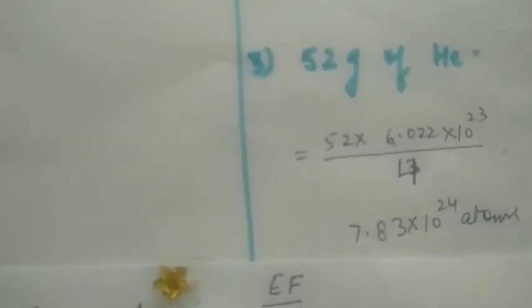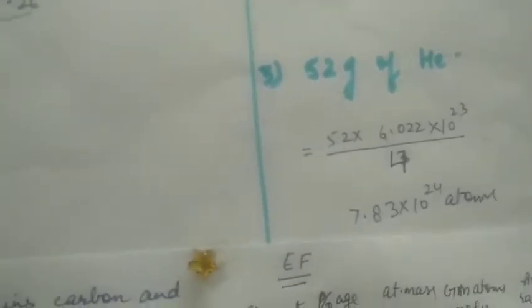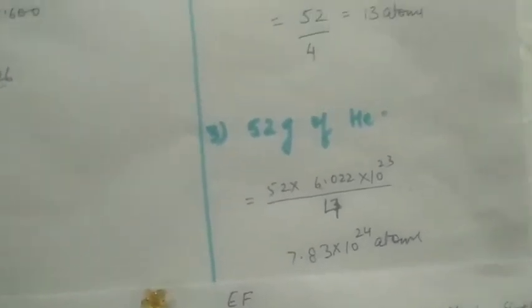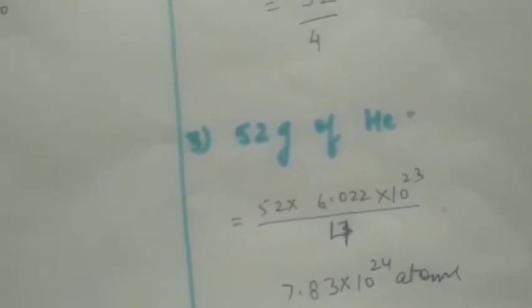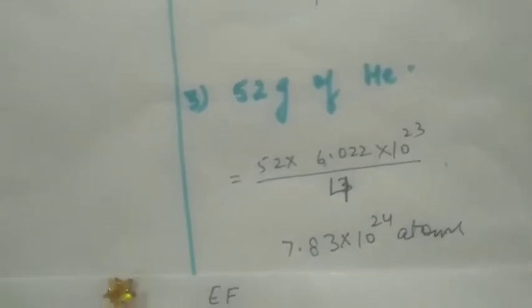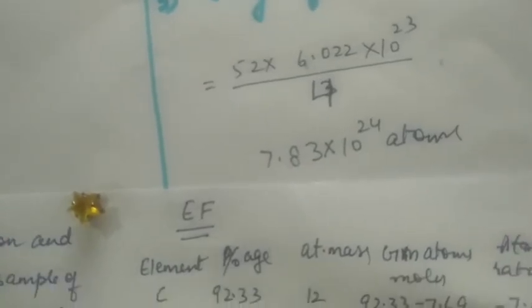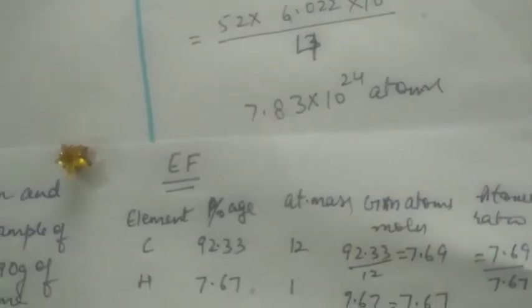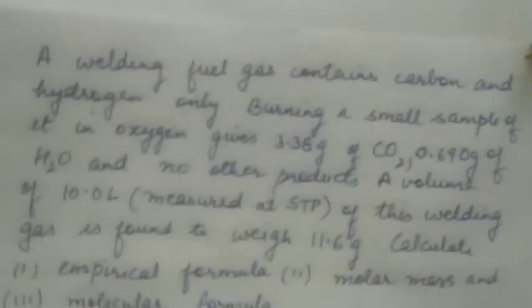52 grams. As you know that 4 grams is the mass of 1 mole of helium, which has 6.022 into 10 to the power 23 atoms. So if 4 grams has 6.022 into 10 to the power 23, then 52 grams will have 52 into 6.022 into 10 to the power 23 divided by 4. This comes out to be 7.83 into 10 to the power 24 atoms.